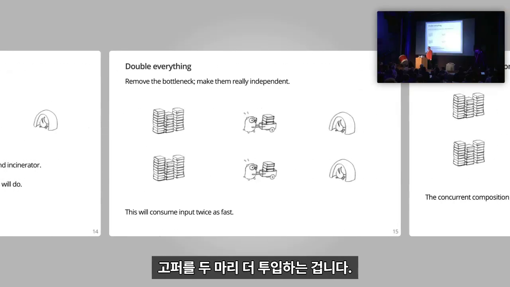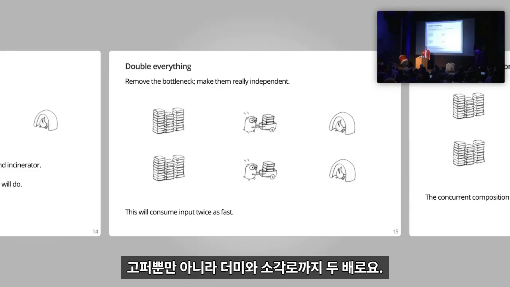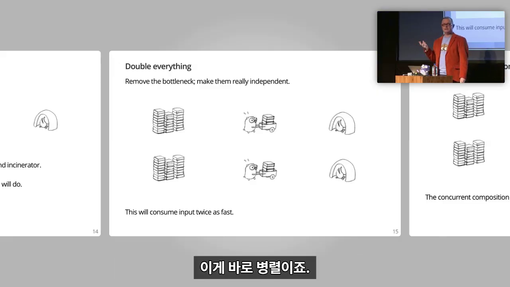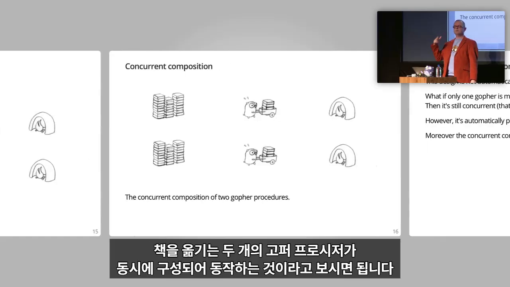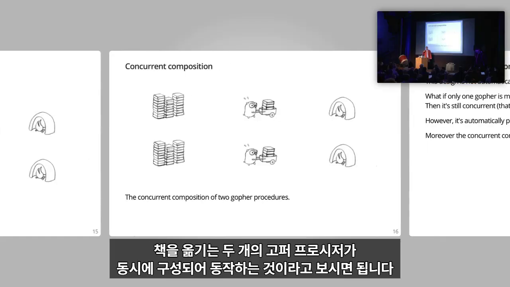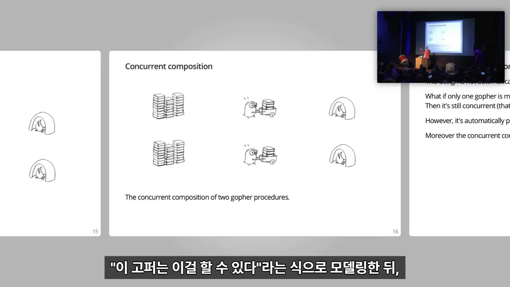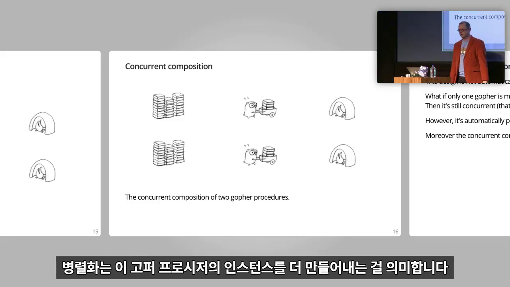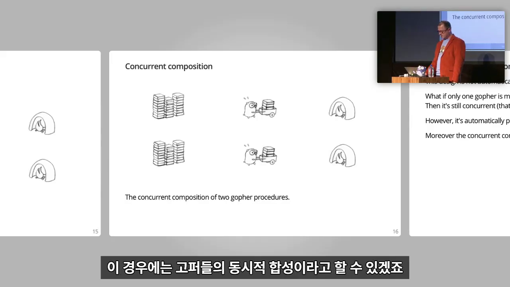Well, we double everything. We put 2 gophers in, and we double the piles and the incinerators as well as the gophers, and now we can move twice as many books in the same amount of time. That's parallel, right? But think of it instead of parallel as really the concurrent composition of 2 gopher procedures moving books. So concurrency is how we've expressed the problem. This gopher guy can do this, and we parallelize it by instantiating more instances of this gopher procedure. And that's called the concurrent composition of processes, or in this case, gophers.